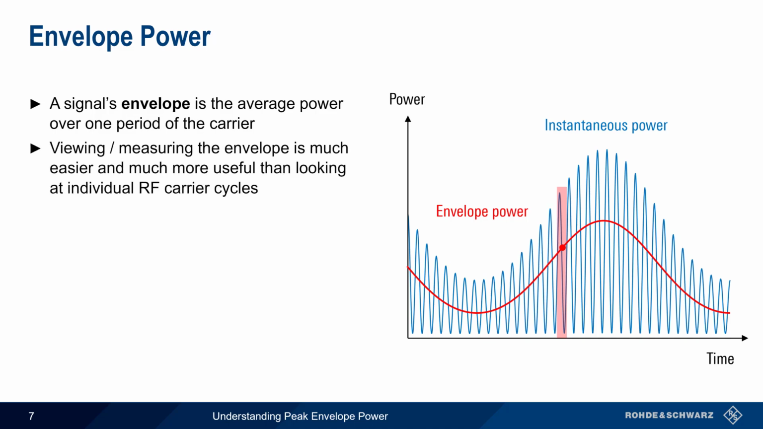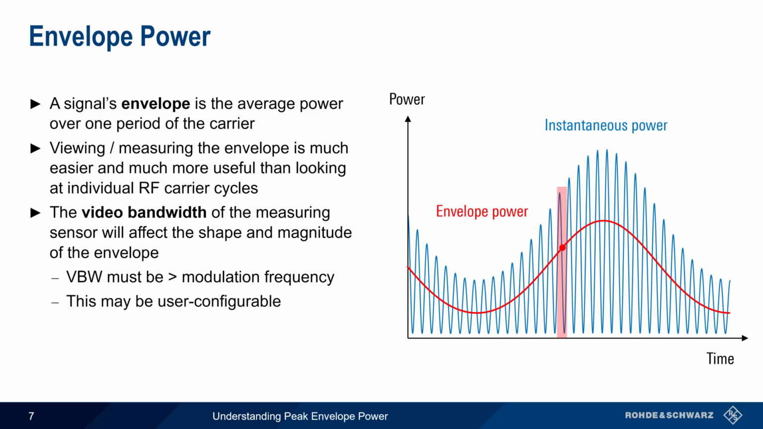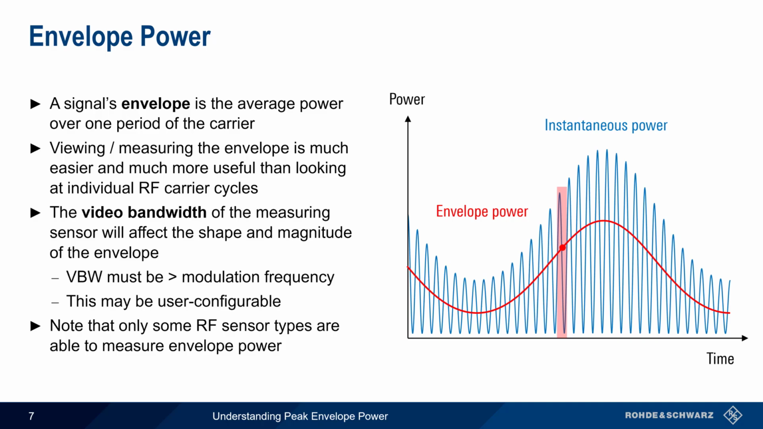In most cases, viewing or measuring the envelope is much easier and much more useful than looking at individual RF carrier cycles. An important thing to note is that a sensor's so-called video bandwidth will affect the shape and magnitude of the envelope. Generally speaking, the video bandwidth must be greater than the frequency of the modulating signal. On some sensors, video bandwidth is user-configurable in defined steps or over a given range. It should also be noted that only some RF sensor types, primarily diode-based sensors, are able to measure envelope power.